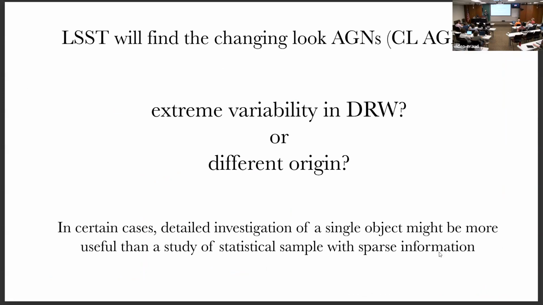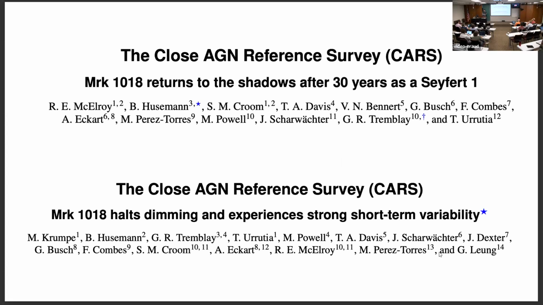But it could also be possible scenarios, okay, what if the physics itself is different? It's not just the extreme outlier of the variability, but an external effect actually caused the changing of behavior. So in that sense, I guess the detailed investigation of a single object might be more useful than just studying a large statistical sample with sparse information. So I'm going to talk about how we actually collect that information and do some exercise to test the scenario.